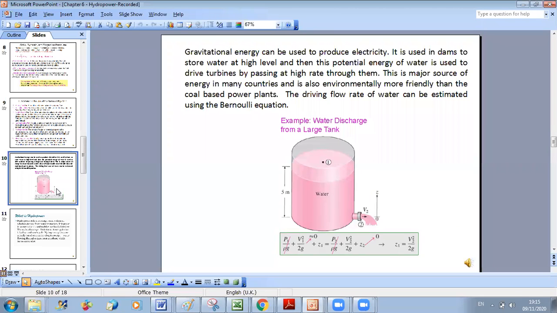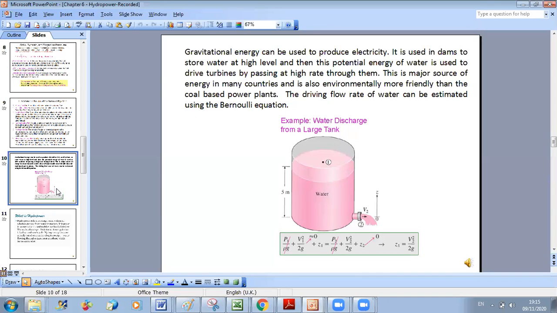Now, let us apply here. This example will let us understand how Bernoulli will help us into understanding hydropower, how energy is converted in hydropower numerically in an equation. So, for example, if I give this simple example, I have a large tank, okay, and I want to discharge water from this tank to the atmosphere through the open jet at section 2.